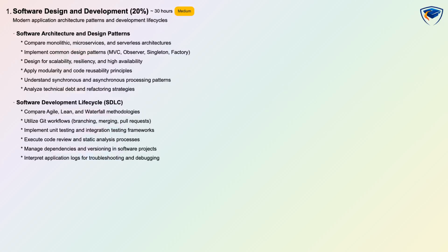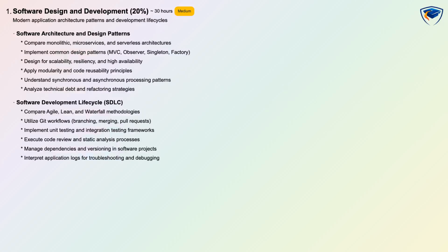Let's start by exploring the software design and development domain. This domain focuses on modern application architecture patterns and development life cycles. You can expect to be tested on software architecture and design patterns, including how to compare monolithic, microservices, and serverless architectures. You'll also need to know how to implement common design patterns such as MVC, Observer, Singleton, and Factory. Other topics in this domain include designing for scalability, resiliency, and high availability, applying modularity and code reusability principles, understanding synchronous and asynchronous processing patterns, and analyzing technical debt and refactoring strategies.